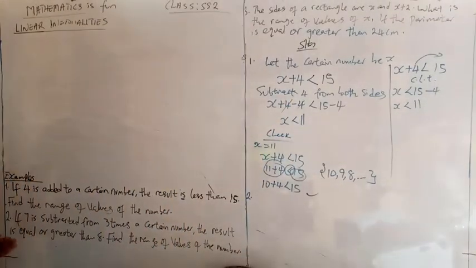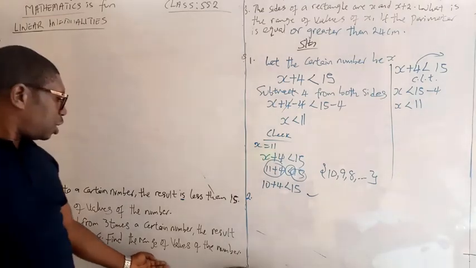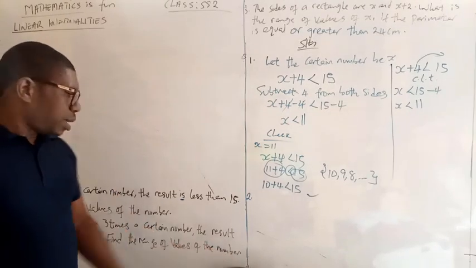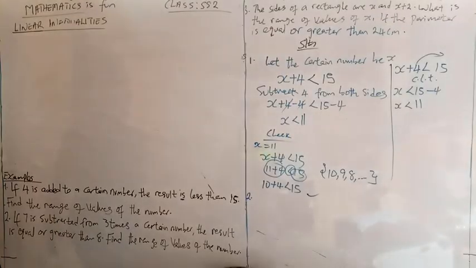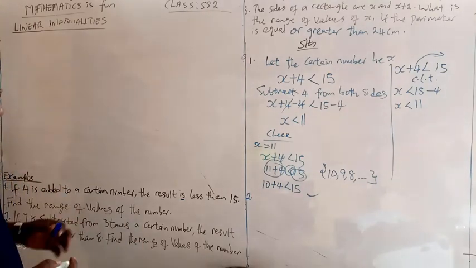Question number 2. If 7 is subtracted from 2 times a certain number, the result is equal or greater than 8. Find the range of values of the number. I have gone through the question and I have identified the problem. The question says I should find the range of values of the number. Now, let me go back to the beginning, the first sentence there. If 7 is subtracted from 3 times a certain number, what is the number?